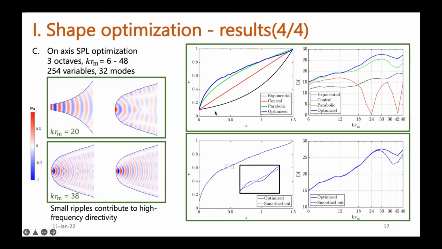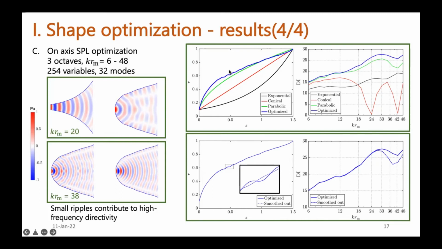And here shows the sound field inside the optimized horn and the exponential horn. We can see that the wavefront in the optimized one at the mouth is nearly plane with a nodal circle, but for the exponential it's circular. And we have noticed that there are some fluctuations or ripples in the shape.